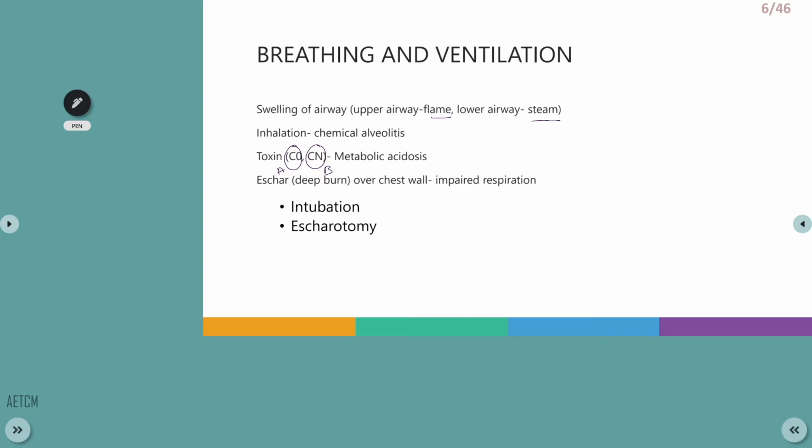So if airway or breathing is affected, this patient will require intubation. And if there is eschar over the chest wall, then this patient will require escharotomy. Escharotomy is actually opening up of the eschars. That means cutting through the anatomical lines up to the fat level, so that there will not be any restriction in breathing.